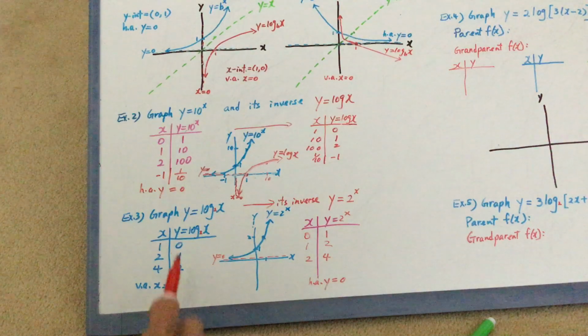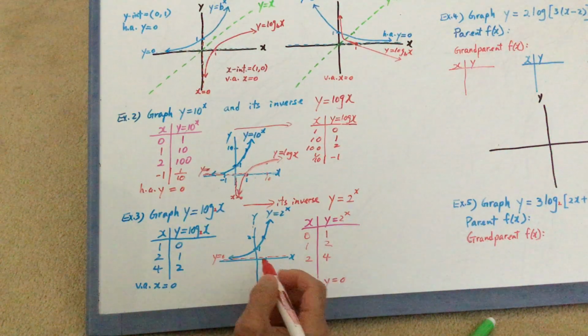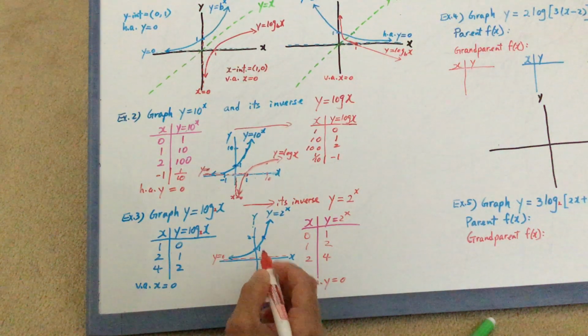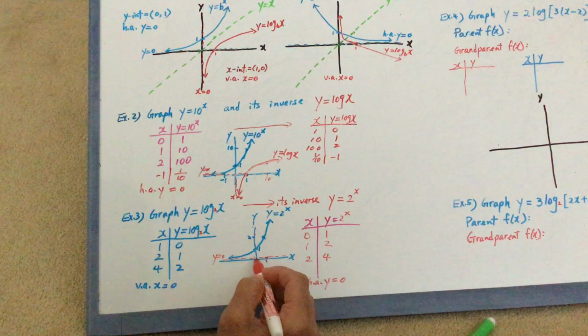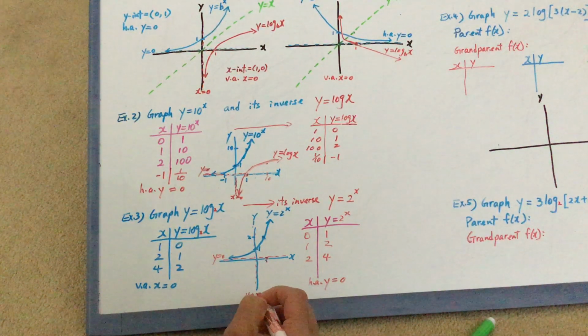Now, in order to graph the log base 2 of x, all you have to do is follow this. So when I have a 0, 1, so it's right here, okay? And I know that I will have my vertical asymptote at x equal to 0.